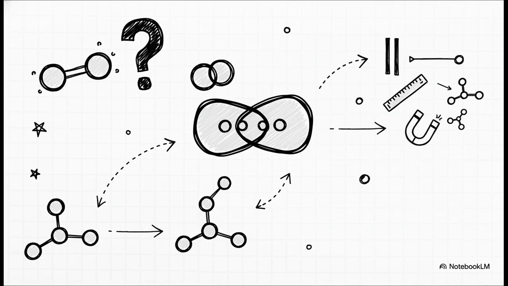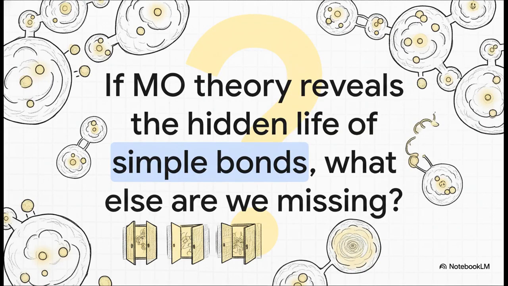So let's wrap this up. What's the big takeaway? We started with a simple picture of a bond, the Lewis structure, and saw that it just couldn't explain a basic physical property of oxygen. But then molecular orbital theory came along and gave us a much deeper, much richer story. It showed us how atomic orbitals literally merge to create new homes for electrons that span the whole molecule. And with that powerful idea, we can accurately predict bond strength, bond length, and even magnetism for all kinds of different molecules. And that kind of leaves you with a bigger question, doesn't it?